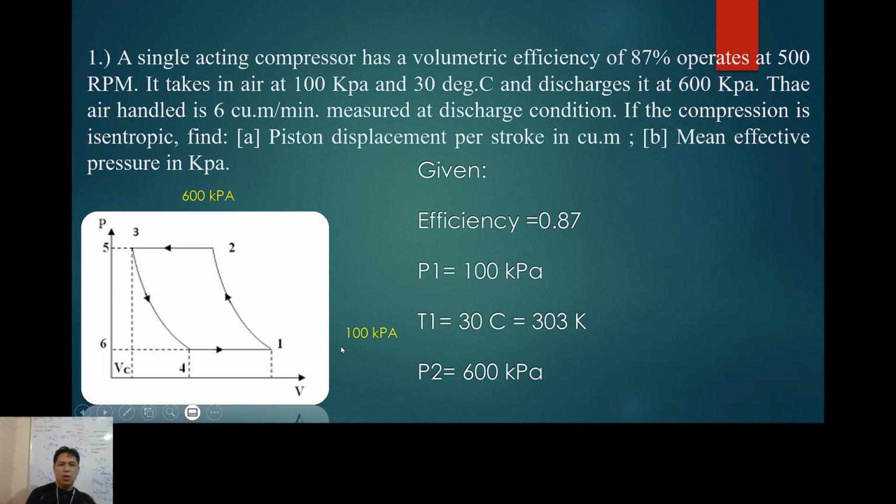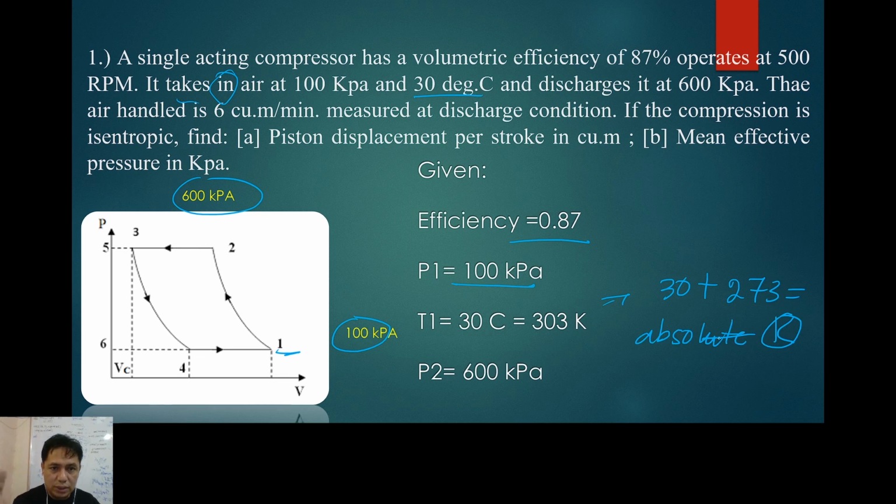So now we go to the solution. All the given, we already discussed. So we have a single acting compressor, meaning only acting on one side, the gas, in this case, the refrigerant. We have the efficiency, which is 0.87. And then we have a pressure one, on the low side, 100 kilopascal. We have a discharge, meaning already a compressed gas, at a higher pressure, 600 kilopascal. We have temperature at the inlet, taking air, 30. Why it becomes 303? Because we have to change it to absolute. We have to add 273 to become Kelvin, right? Why Kelvin? Because in dealing with ideal gas, we always use absolute units.